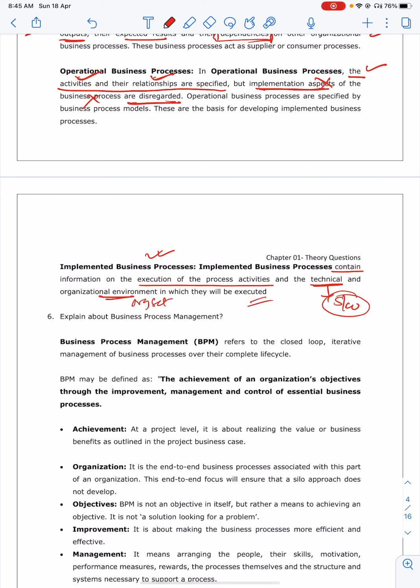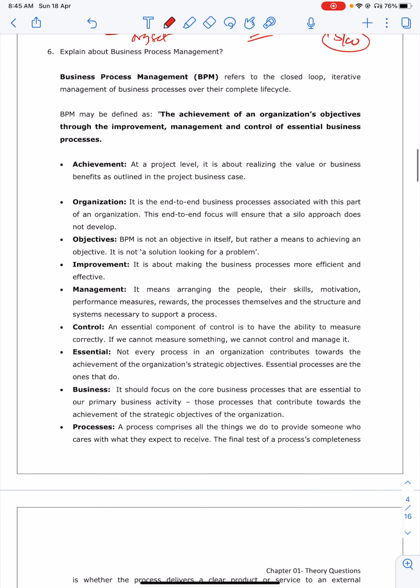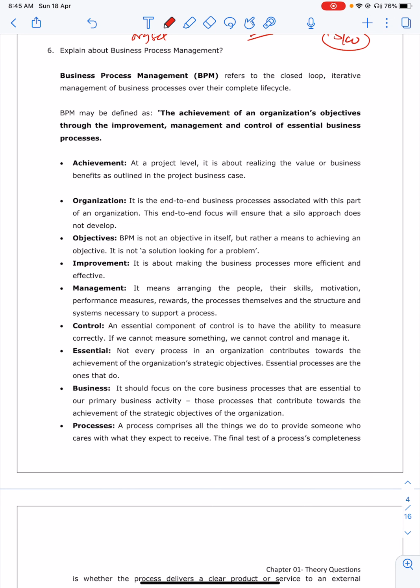Okay, that will be executed. So these are the 5 stages which we have. The next question is about business process management. So what do you mean by business process management? It's a small definition that we will complete.